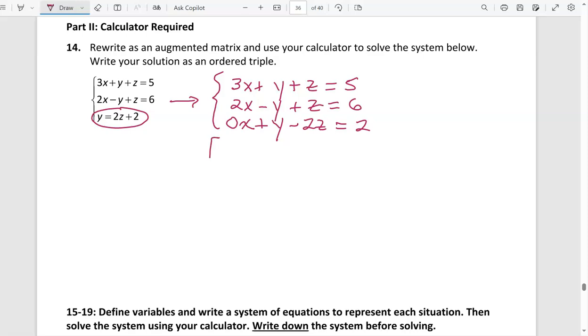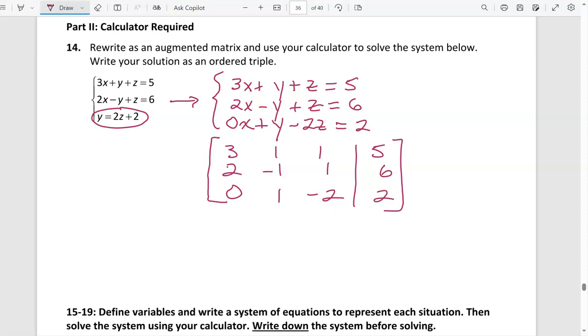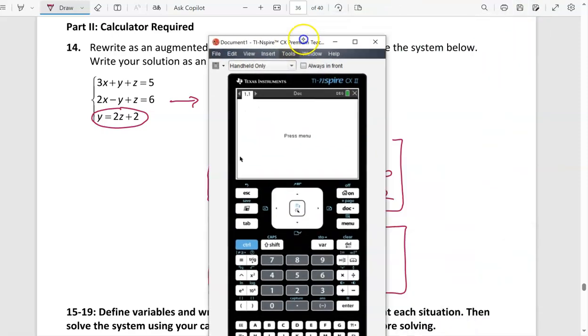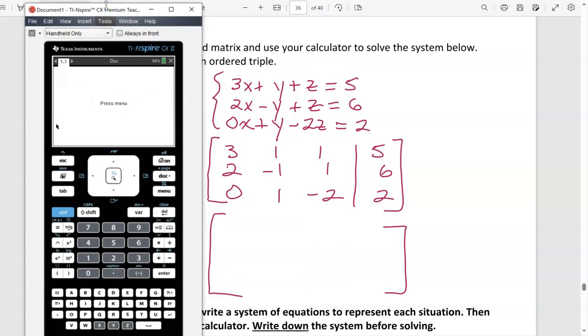We can write that in augmented matrix form. 3, 1, 1, vertical line, 5, and then second row, 2, negative 1, 1, 6, and third row, 0, 1, negative 2, 2, and then we can have the calculator place that in reduced row echelon form. So let's grab the calculator and input that command. We have to tell the calculator what to do.